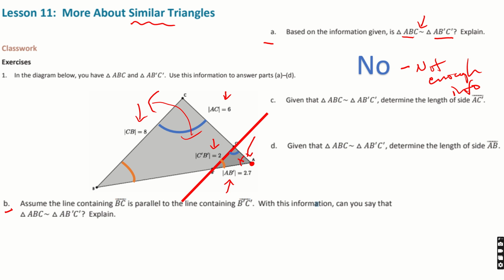So in that case, would we then be able to tell for sure that it's similar? We would say yes, right? We have at least two angles to prove that it's similar.